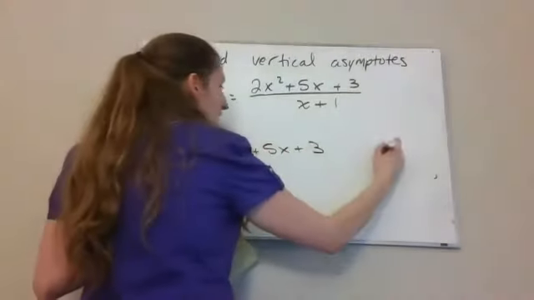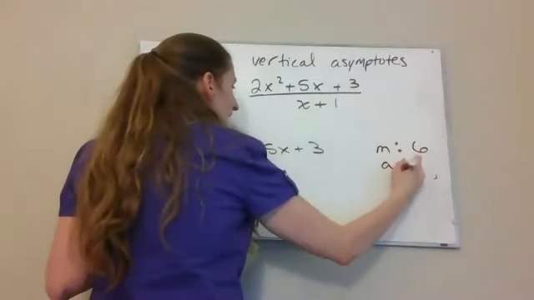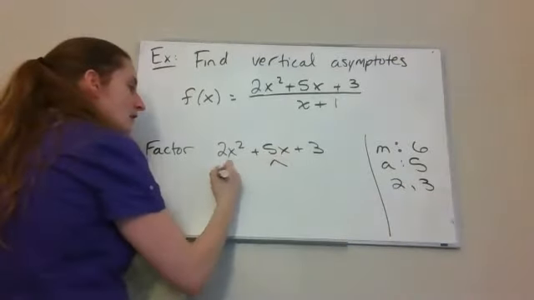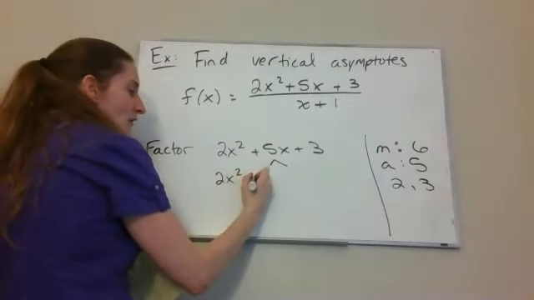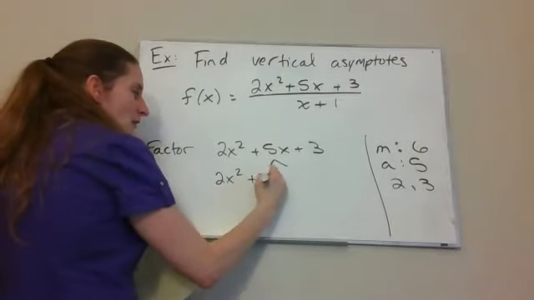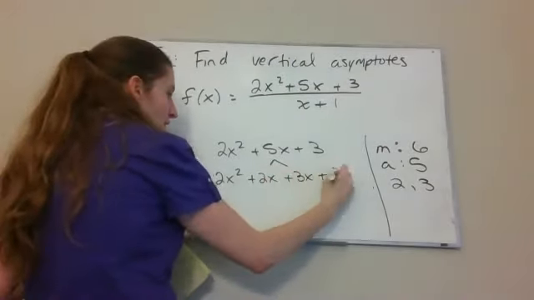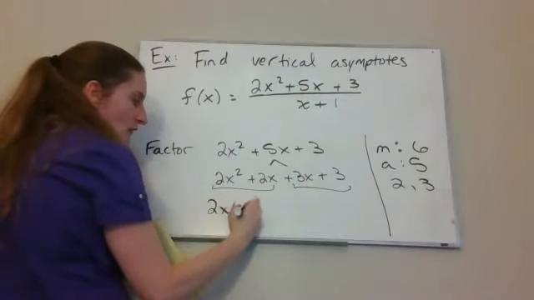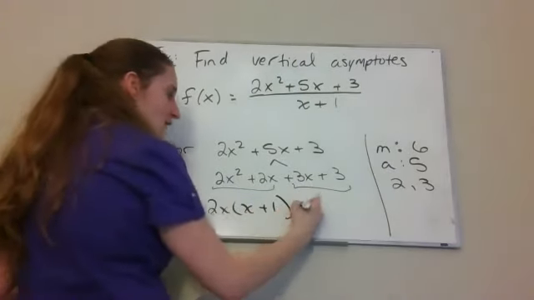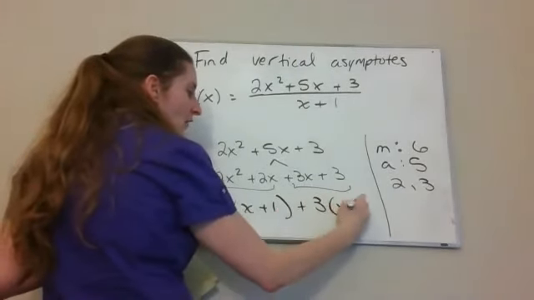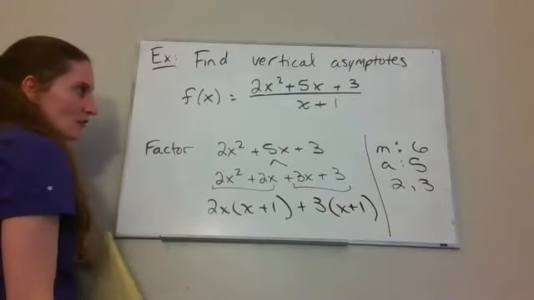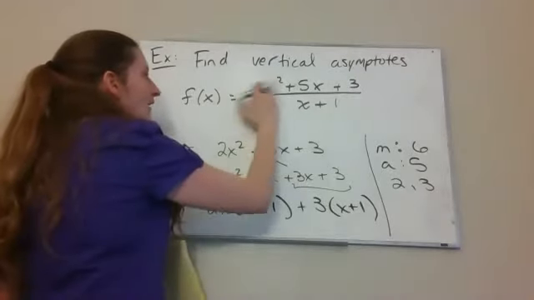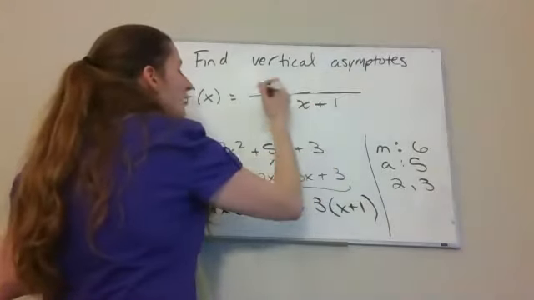So I need to find 2 things that multiply to 6 and add to 5, and that's going to be 2 and 3. So this factors, I have 2x squared plus 2x plus 3x plus 3, and then group it. I can pull a 2x out of the first group with x plus 1 left, and I can pull a 3 out of the other group with x plus 1 left. So I have x plus 1 times 2x plus 3 as the factored version of that numerator.